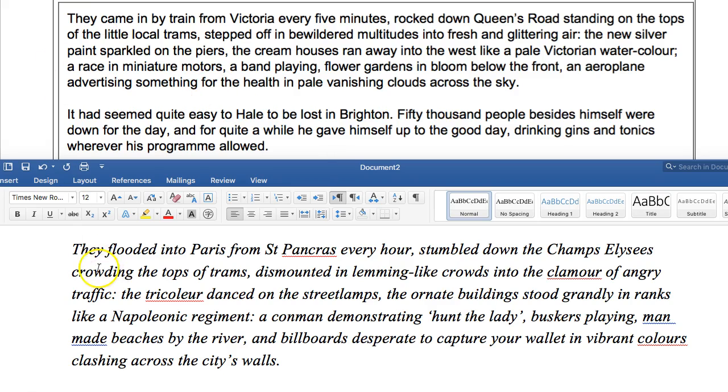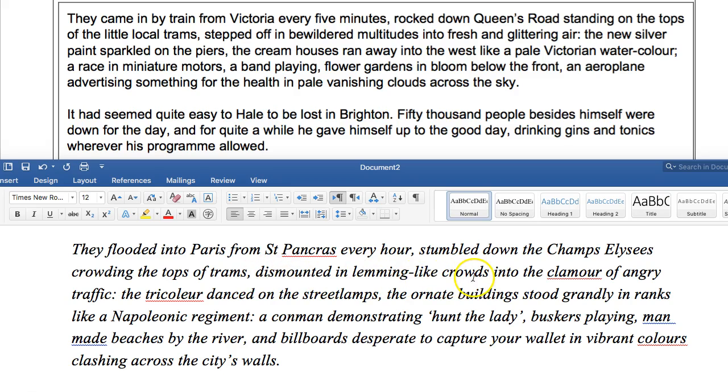So, they flooded into Paris from St Pancras every hour, stumbled instead of rocked, down the Champs-Élysées, crowding the tops of trams. And I've had to keep trams because I'm using this to eventually look at the comments in the mark scheme, and the mark scheme is going to make a comment about these trams. So apologies if you've been to Paris, you'll know there aren't any trams there, but what the hell, this is a work of fiction.